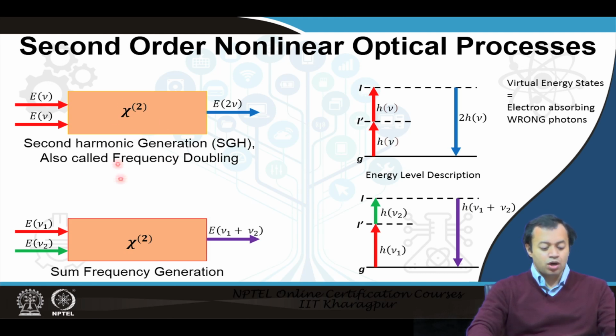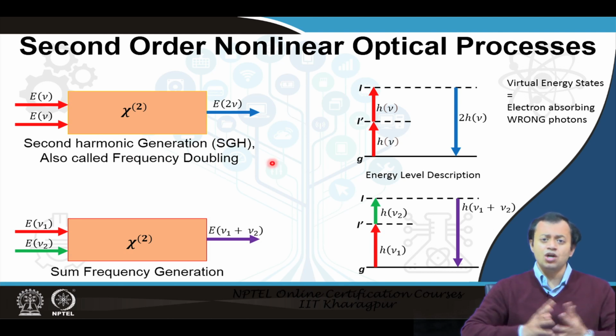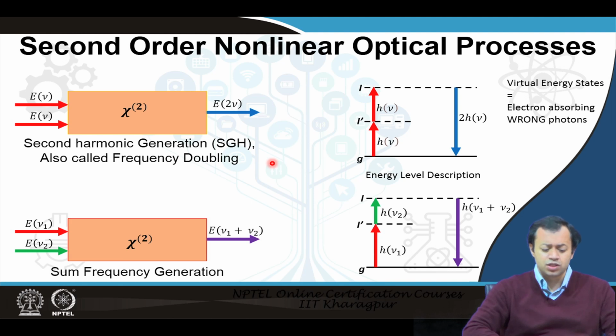The most famous of the second order nonlinear optical processes is second harmonic generation, SHG. In any optical lecture these days you will see people talking about second harmonic generation. What does second harmonic generation mean? Second harmonic generation distributes the energy level into real and virtual states.